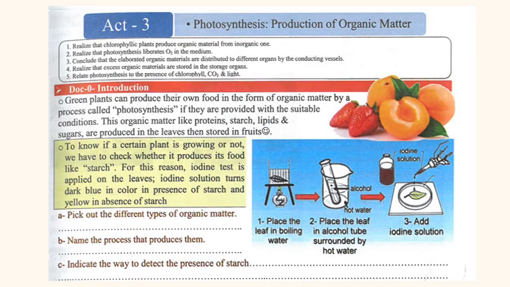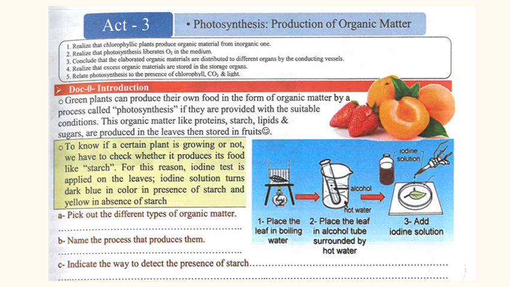Introduction. Green plants can produce their own food in the form of organic matter by a process called photosynthesis if they are provided with the suitable conditions. This organic matter, like proteins, starch, lipids and sugars, is produced in the leaves then stored in fruits.